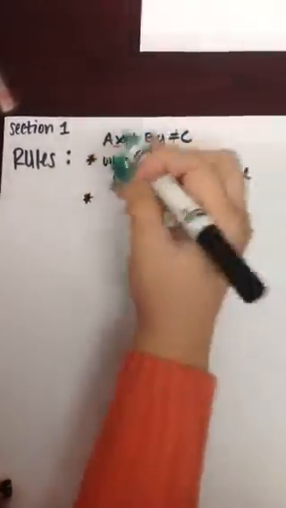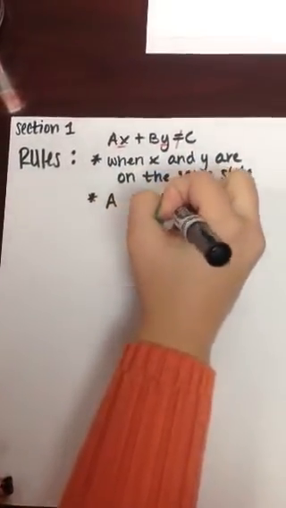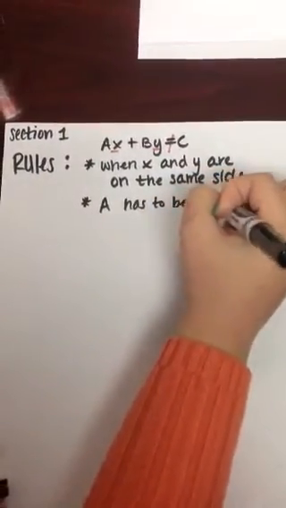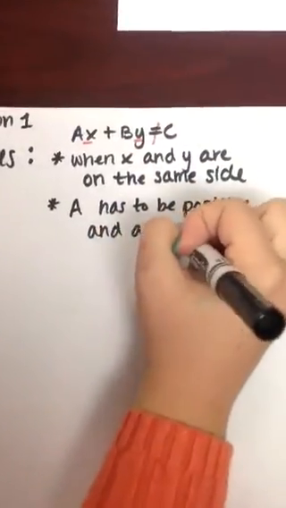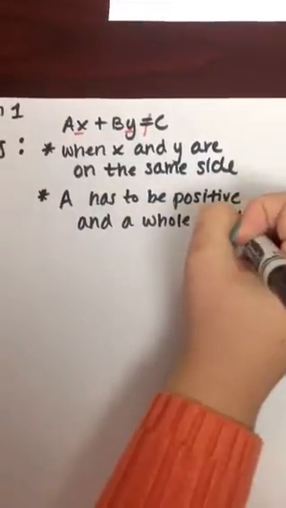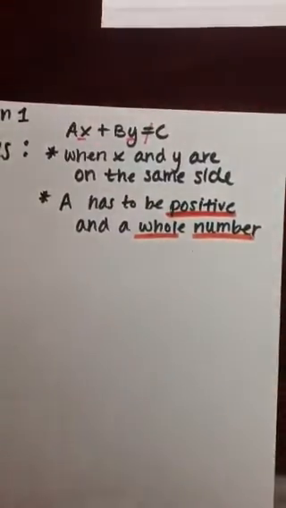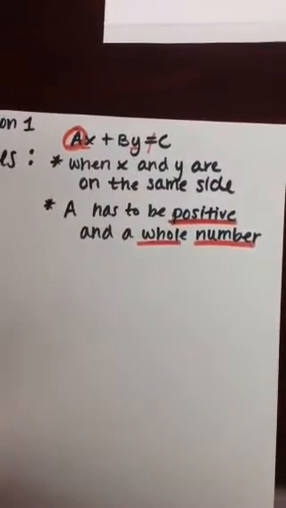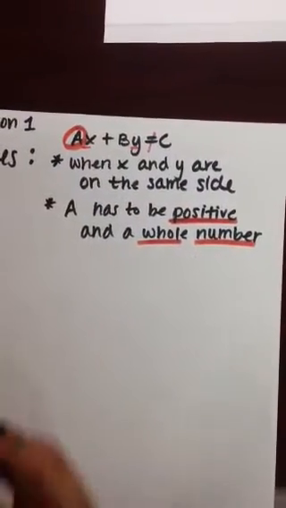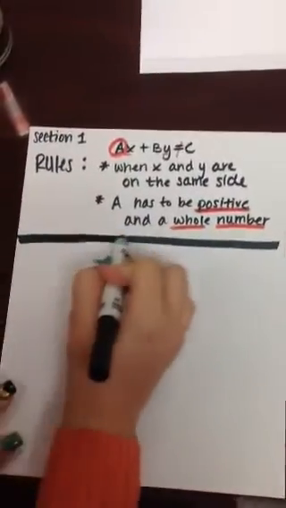Now the most important part is to know that your A has to be positive and a whole number. So remember, A has to be positive and a whole number. There can be no fractions. And that's this position right here, your A, the number in front of X. So that is all you need for section 1, is to have those as your notes.